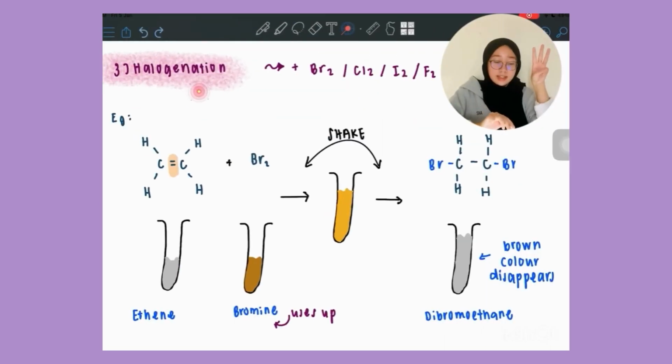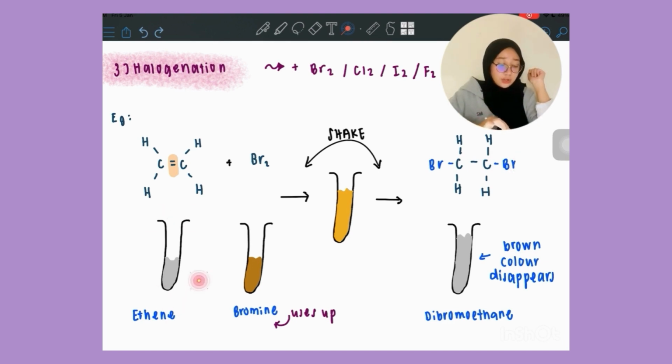Thirdly, halogenation. Halogenation happens when we add any halogen to the unsaturated hydrocarbon, such as bromine, chlorine, iodine, and fluorine. So, for example, we have ethene here. When we add it with bromine, the product here will be dibromoethane because the double bond here will break and form only a single bond. So there will be another single bond here, and bromine will fulfill it.